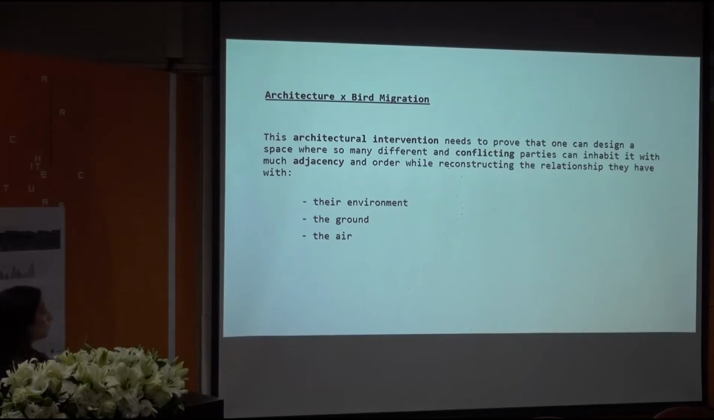So the architectural intervention needs to prove that one can design a space where so many different and conflicting parties can inhabit it with much adjacency and order, while reconstructing the relationship they each have with the environment, with the ground, and the air as well.